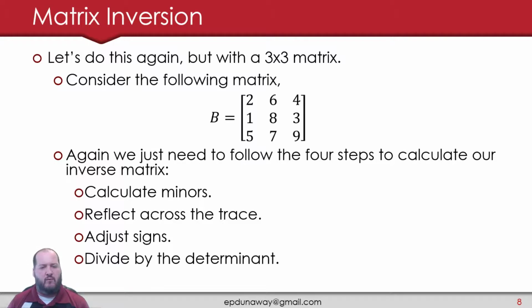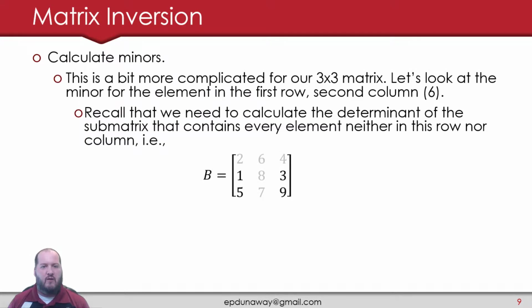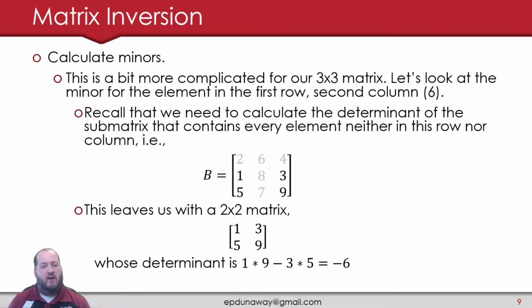To show you why this gets a bit more challenging, let's calculate the minor for the element in our first row, second column, which is the 6. So first I need to calculate the determinant of a submatrix that contains every element neither in this row nor column. So I'm going to get rid of row 1, which contains 2, 6, and 4. I'm going to get rid of column 2, which contains 6, 8, and 7. So I'm left with this submatrix of 1, 3, 5, and 9. So it's a 2 by 2 matrix. And from there, I just calculate the determinant of that matrix. 1 times 9 minus 3 times 5, which is negative 6.